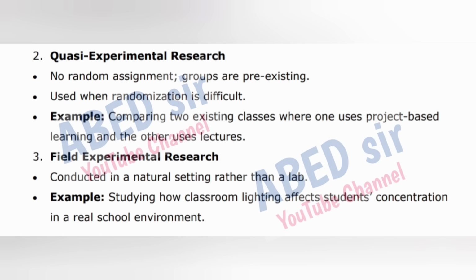2. Quasi-experimental research. No random assignment, groups are pre-existing. Used when randomization is difficult. Example: comparing two existing classes where one uses project-based learning and the other uses lectures. 3. Field experimental research. Conducted in a natural setting rather than a lab. Example: studying how classroom lighting affects students' concentration in a real school environment.